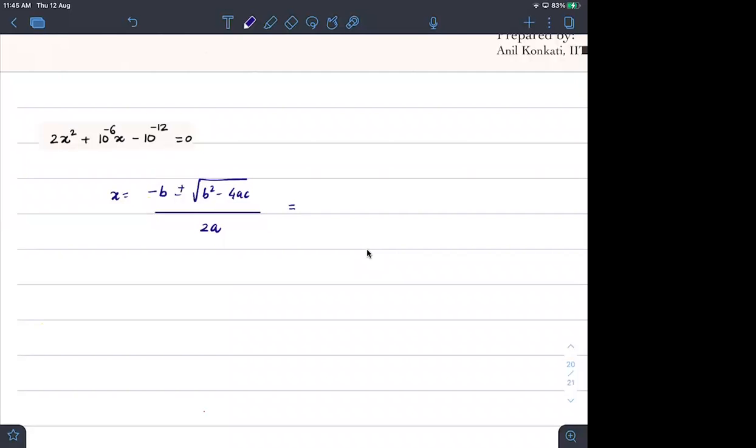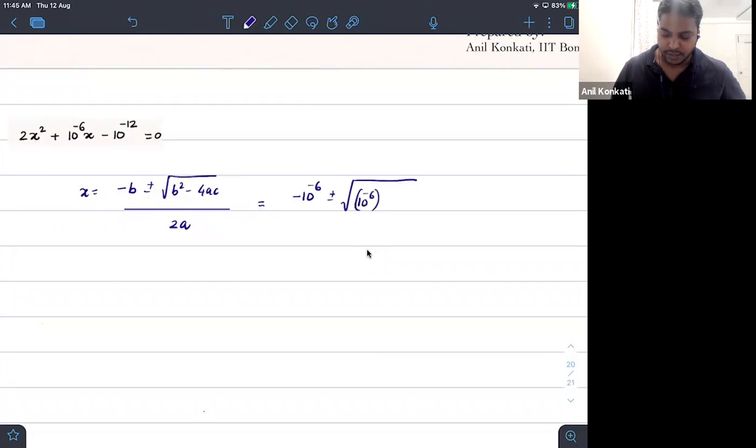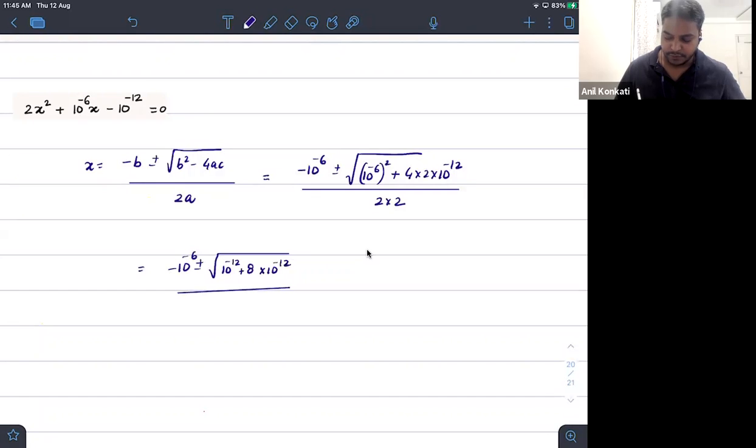हाँ सर. Yeah, good. So minus 10 raised to power of minus 6 plus or minus under root of 10 raised to power of minus 6 whole square. Minus minus will become plus 4 into 2 into 10 raised to power of minus 12. That whole divided by 2 into 2. So minus 10 raised to power of minus 6 plus or minus under root of 10 raised to power of minus 12 plus 8 into 10 raised to power of minus 12 divided by 4. That whole is divided by 4.